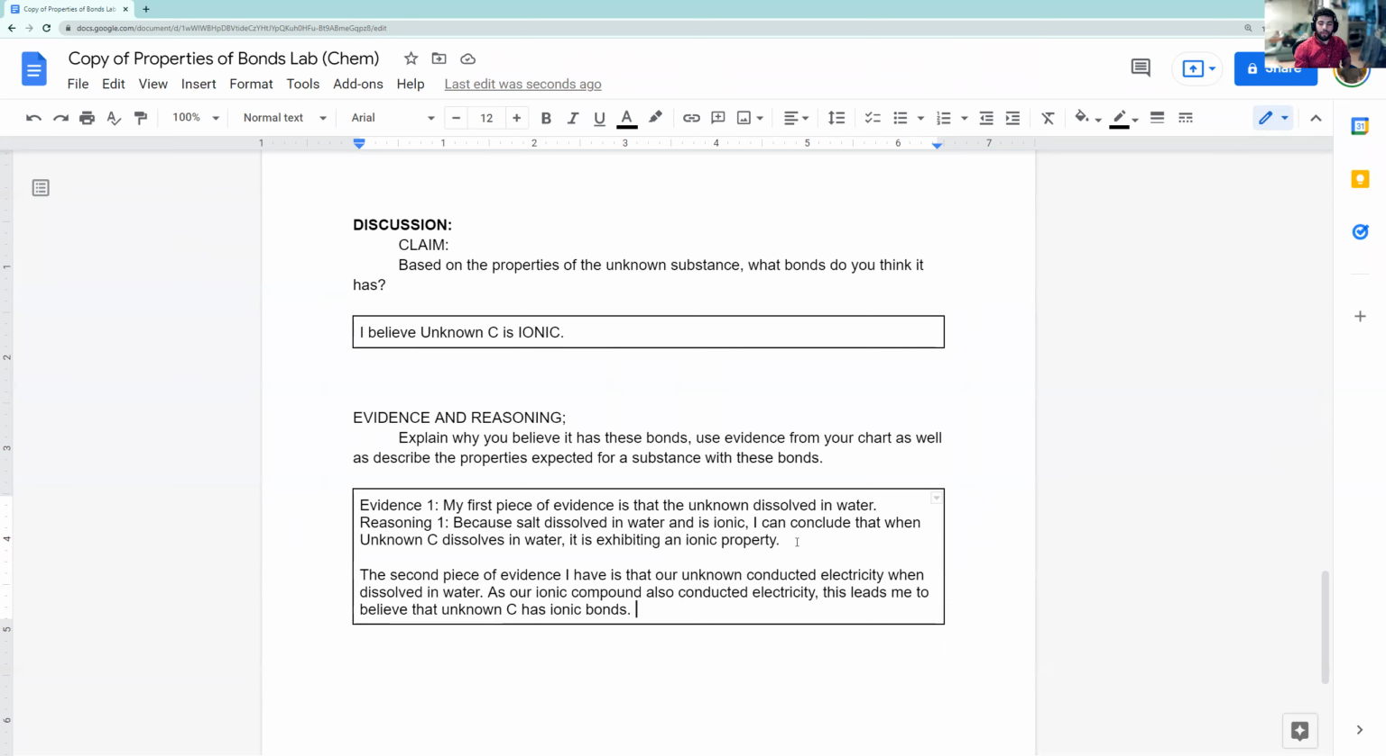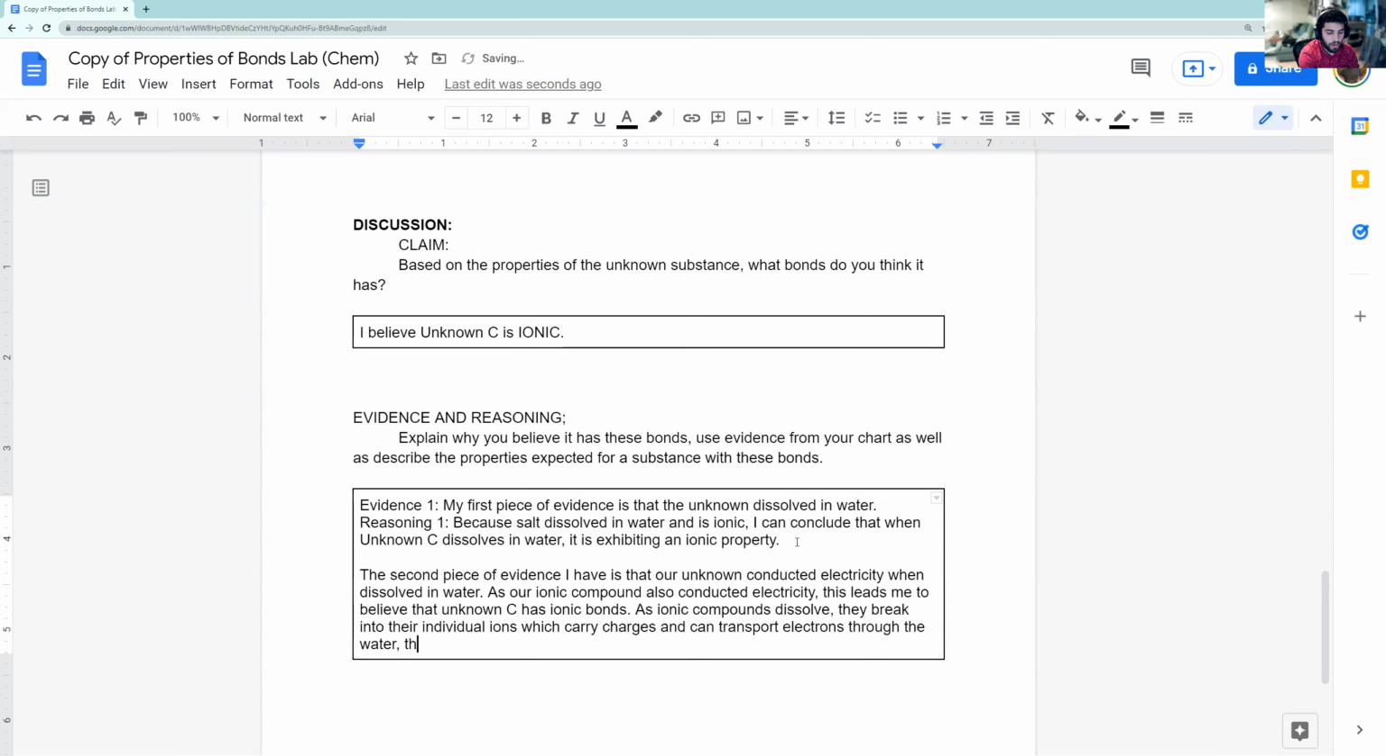We haven't really gotten that far for the scientific principles about why this works unless you read ahead, or actually it was in the book. So we can say as ionic compounds dissolve, they break into their individual ions, which carry charges and can transport electrons through the water, therefore conducting electricity.